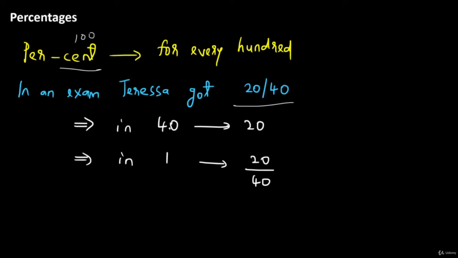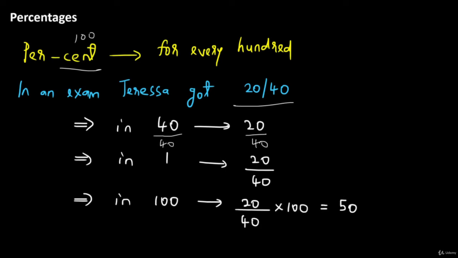How is that so? To make this 40 into 1, you need to divide it by 40, right? So 40 by 40 gives you 1. Similarly, when you divide this side by 40, you need to divide this side also by 40. So in that way, you can see that if the exam was out of 1, she would have got 20 by 40 marks, right? Now, if the exam was in 100 marks, she would have got 20 by 40 into 100, which is equal to 50, right?